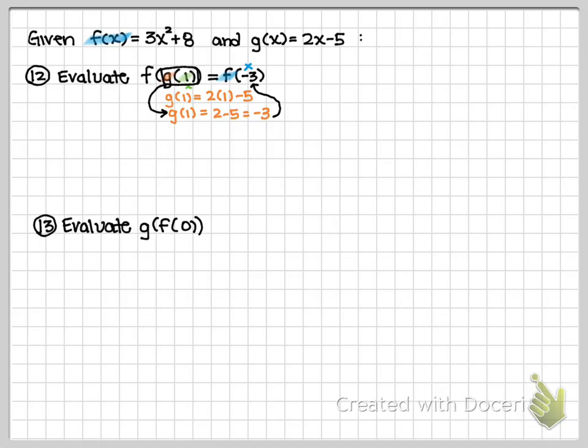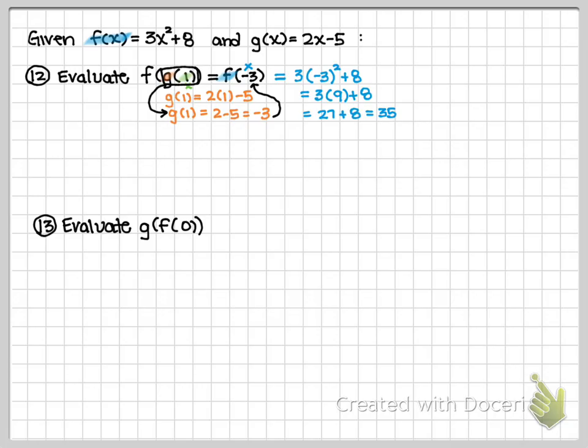So now this says, we're going to grab the f function. So 3, there's my x squared plus 8. Plug in the x value. Follow order of operations. So this is 3. Negative 3 squared is 9. And that's 27 plus 8. This is going to give me 35.